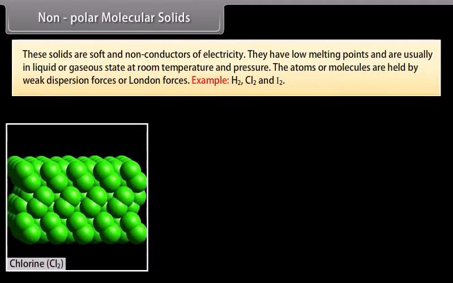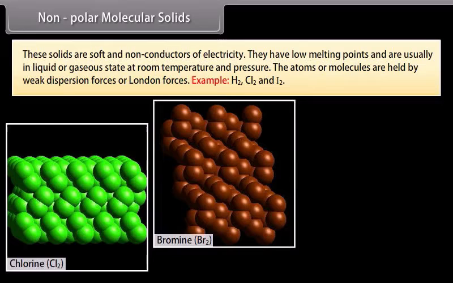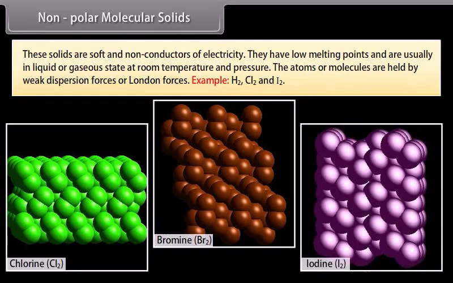Nonpolar molecular solids. These solids are soft and non-conductors of electricity. They have low melting points and are usually in liquid or gaseous state at room temperature and pressure. The atoms or molecules are held by weak dispersion forces or London forces. Example, H2, Cl2 and I2.